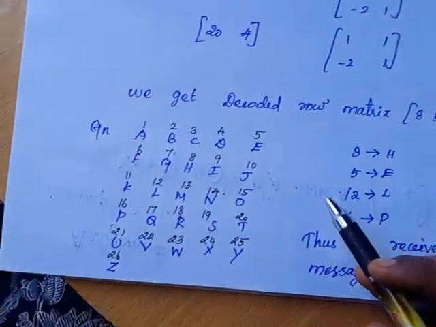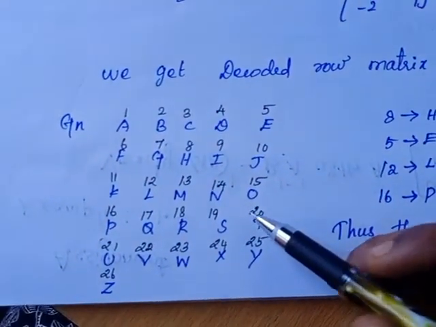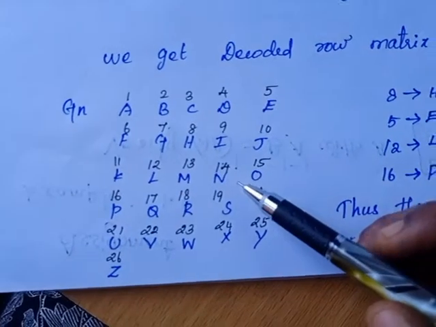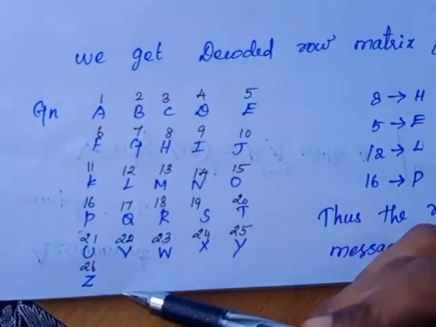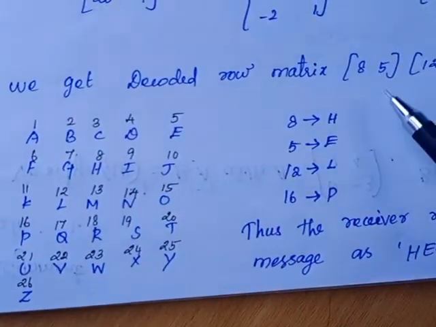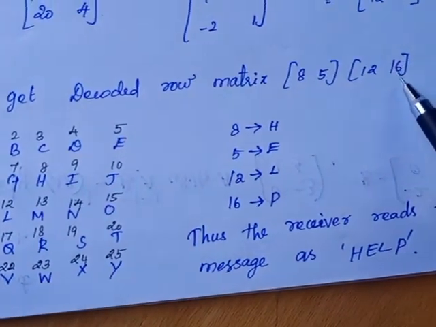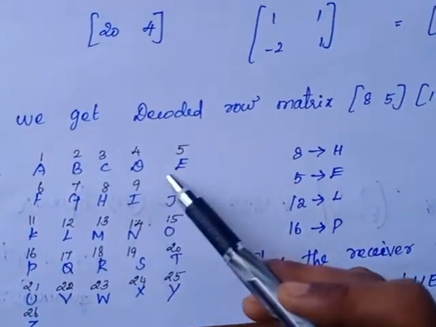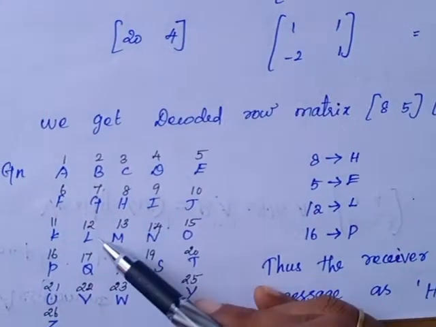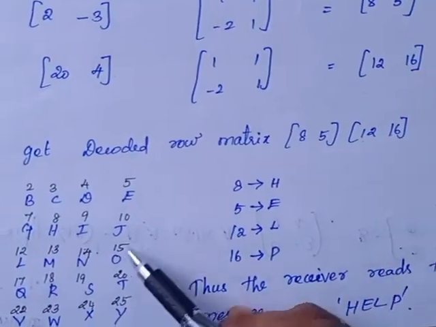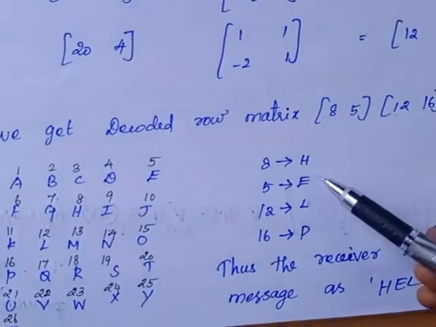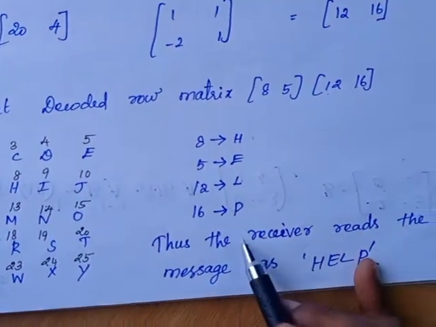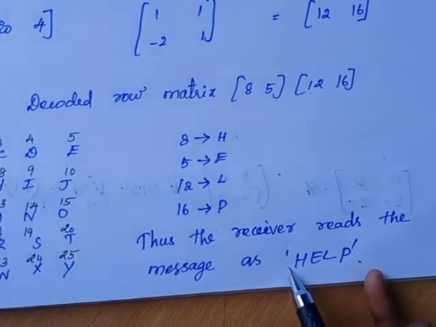So in the given problem here the letters A to Z are described by the numbers 1 to 26. We get the row matrix is 8 5 and 12 16. So 8 stands for H, 5 stands for E, 12 means it is L, 16 means it is P. So the word is help. Thus the receiver reads the message as help.